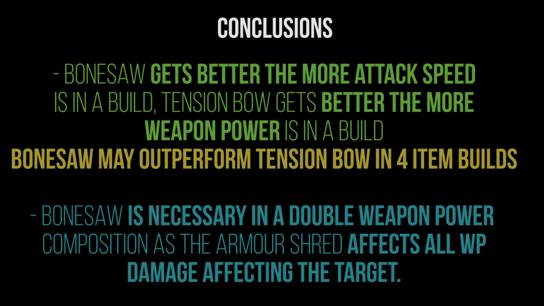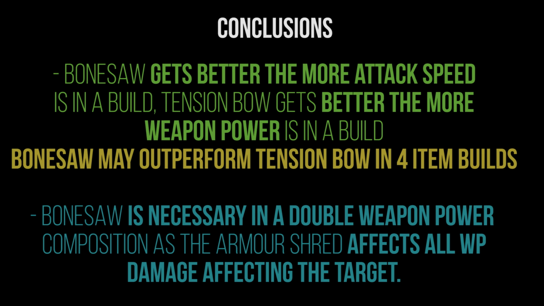We are starting to see a rise in double weapon power compositions as well, and that is in part due to the fact that Tension Bow is so strong right now, but also in part due to the fact that Bonesaw on a carry that's attack speed dependent, if they shred the armor on the one target that you're focusing, Tension Bow is going to hit harder and you're both going to deal more damage. So Bonesaw is necessary in a double weapon power composition, of which we are seeing more and more these days.